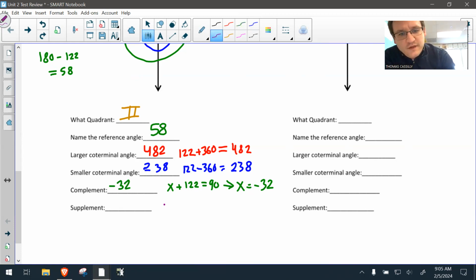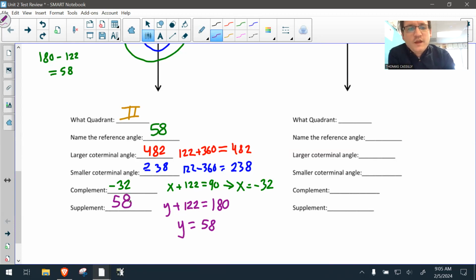Now the supplement, same exact process. We're going to have Y plus 122. In this case, supplementary angles have to add up to 180. So subtract your 122, and we get Y equals 58. Notice how the reference angle and the supplement are the same number. That is not always going to happen. That's purely a coincidence in this case, so don't think that's always going to be true. Sometimes it works. I would argue most times it does not. So don't think that those are always going to be the same thing.